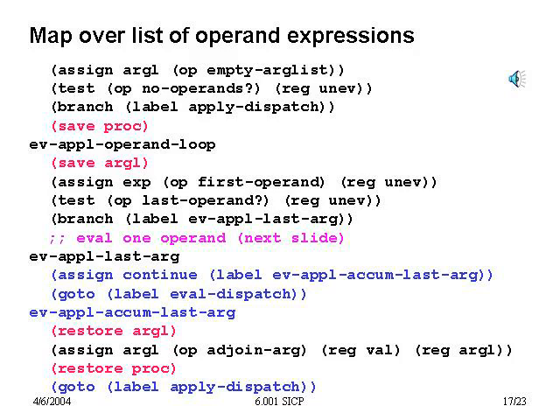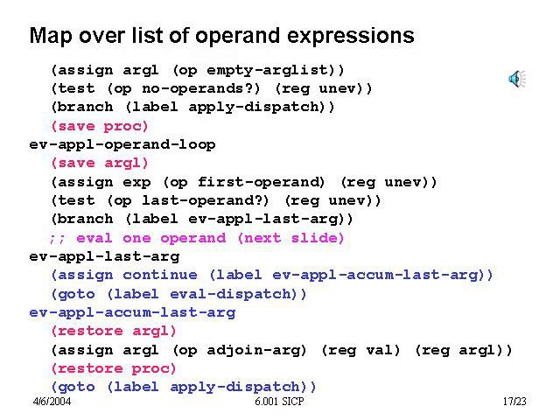We know that we're going to simply continue to accumulate values in argl until we get to the point where we're going to get the value of the last operand. In that case, we can go down to ev-apply-last-arg. And what does that do? It puts a new label in continue and goes straight to eval dispatch. Oh, there's that tail recursion again of saving us the extra work.